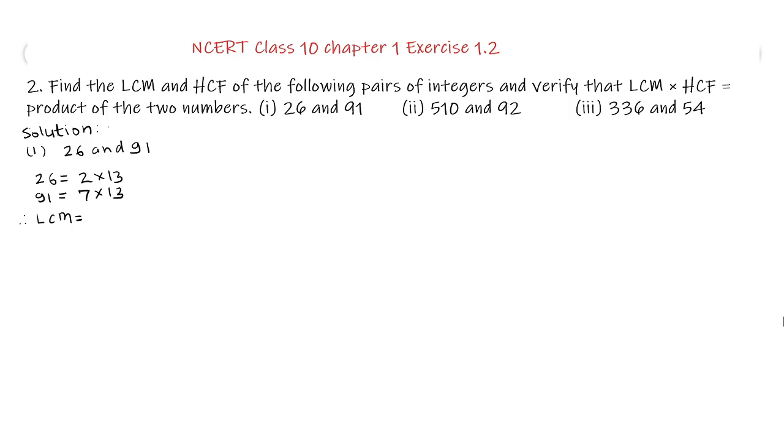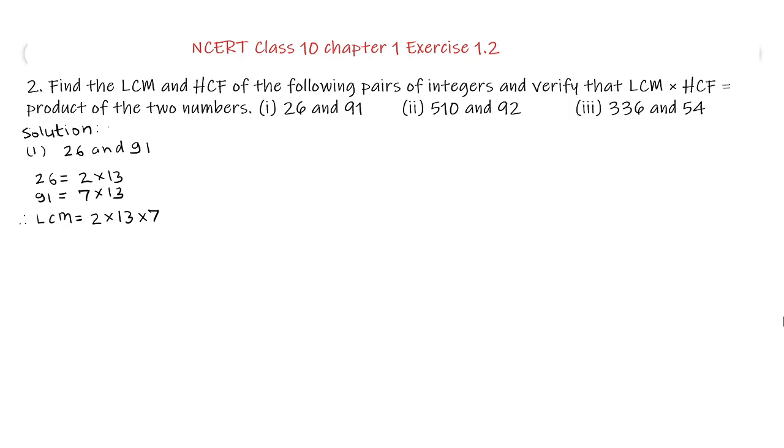greatest power of all prime factors. Here we have to choose 2 is one factor and 13 is one factor and 7 is one factor. So we have to choose the highest power of all the factors. So 13 is common in both, so we have taken the highest power of 13, that is 13 to the power 1. 2 is one factor and 7 is one factor, so we have taken all the factors.